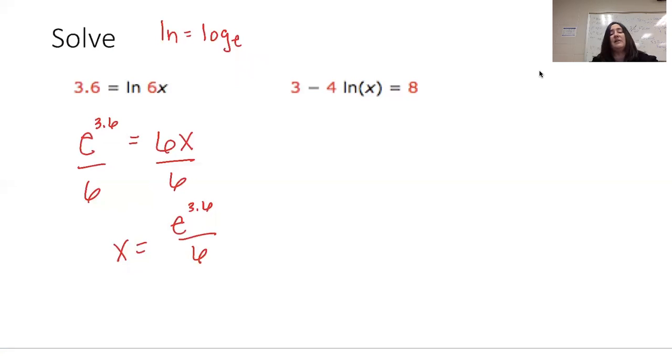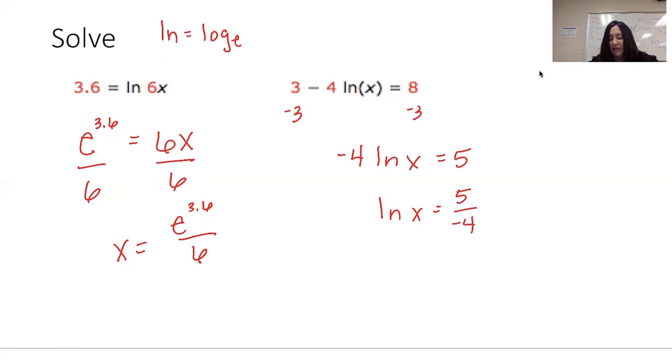Again, this is an exact solution. Type it in the calculator to get the approximate solution. On the other side, just like before, we had to isolate the exponential. This time you have to isolate the log. So we'd have negative 4 ln of x equals 5, then we have ln of x would equal 5 over negative 4.